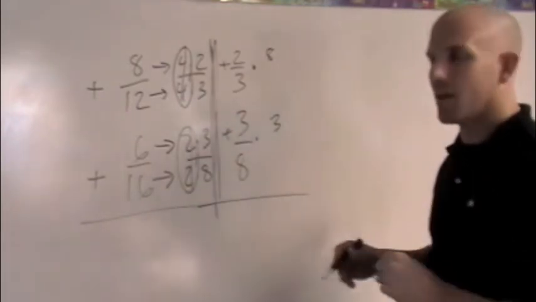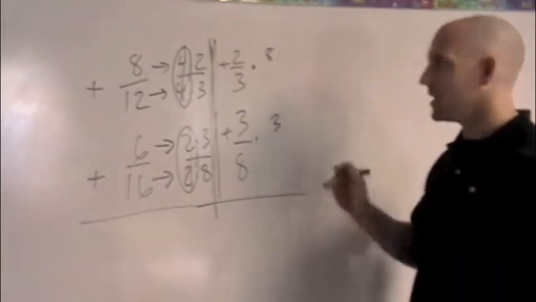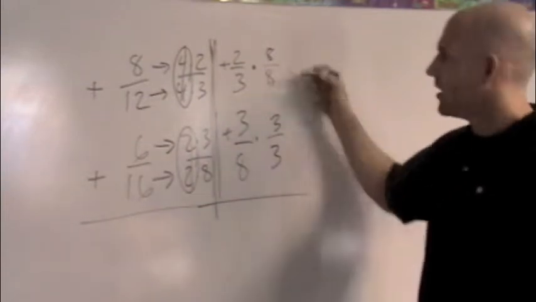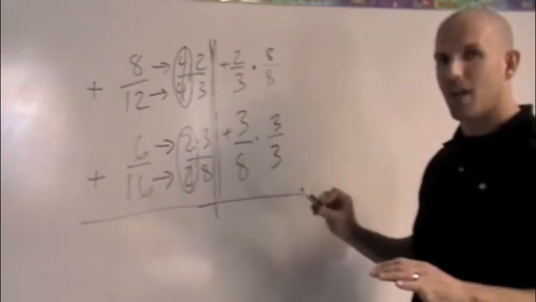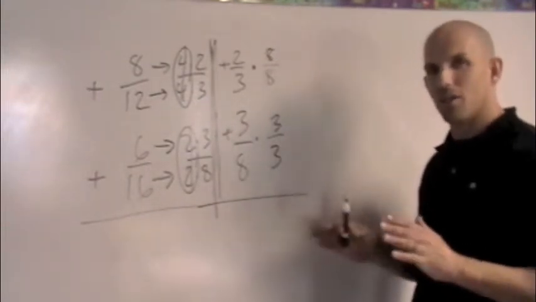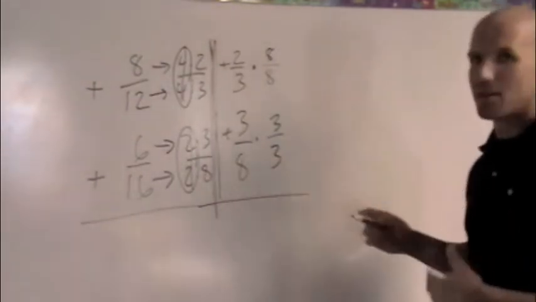So we want to use that to adjust these fractions to make them have common denominators. So I'm going to use 8/8 here and 3/3 here. Notice, form of 1. I'm not changing the fraction's value, I'm just altering what it's wearing, just making it look a little different. It's the same person underneath, the same fraction underneath.